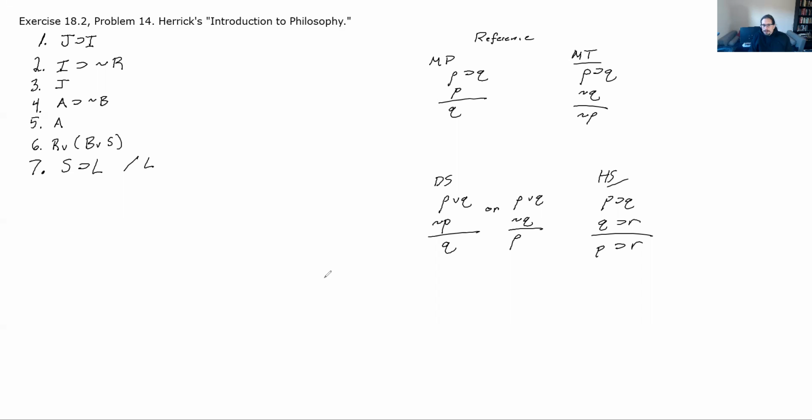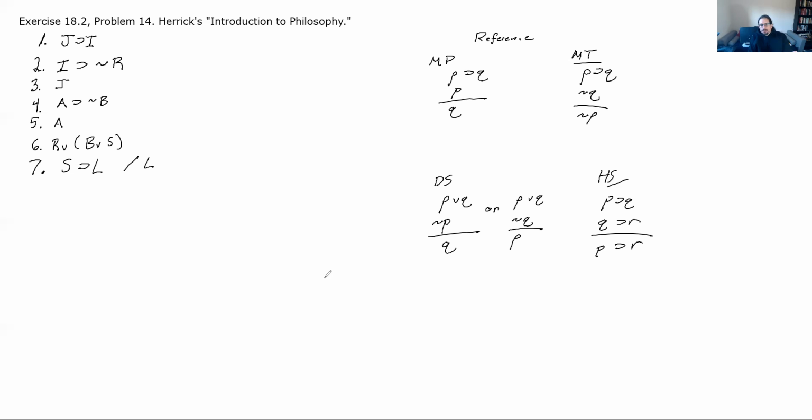This is equally usable for any other logic textbook, but I should mention that the way Herrick has his exercises laid out is that this exercise only uses 4 rules. This is the first set of exercises for doing proofs. So the only rules that will be needed are Modus Ponens, Modus Tollens, Disjunctive Syllogism, and Hypothetical Syllogism, which I have referenced here on the right side of the screen.